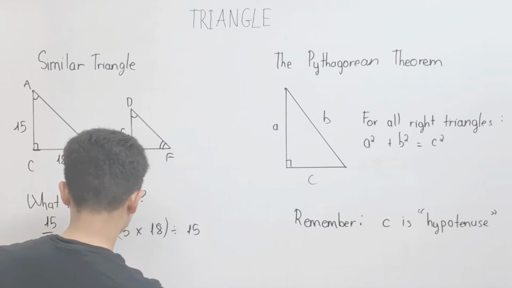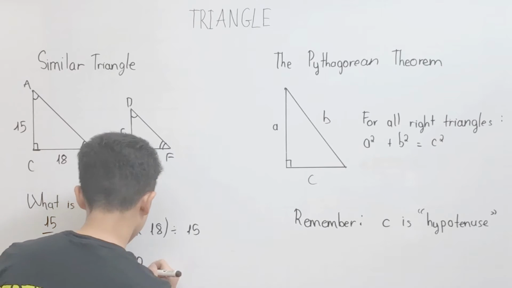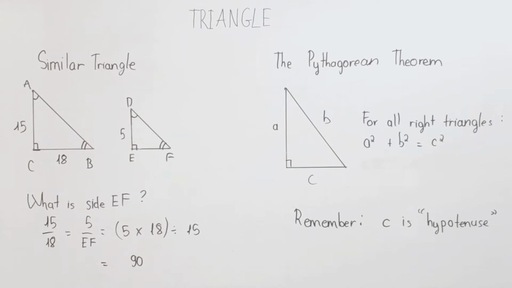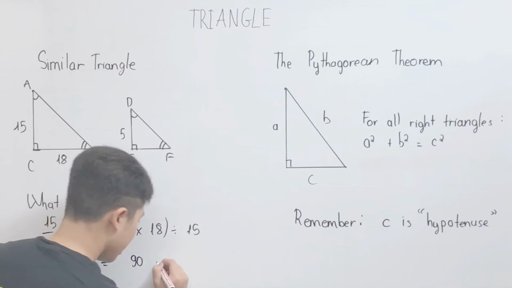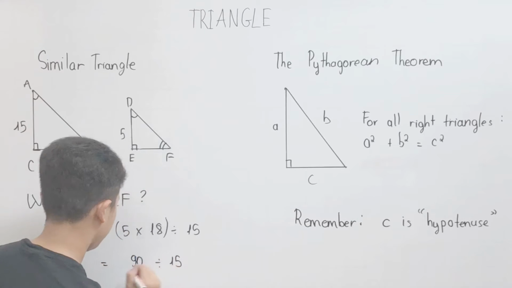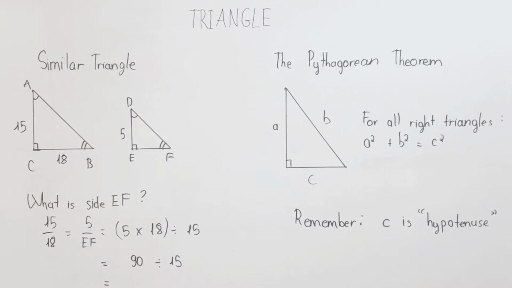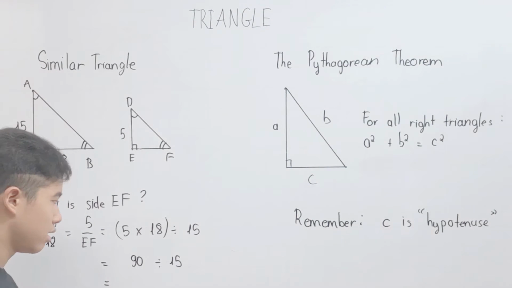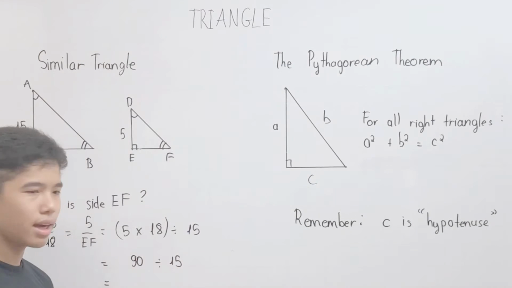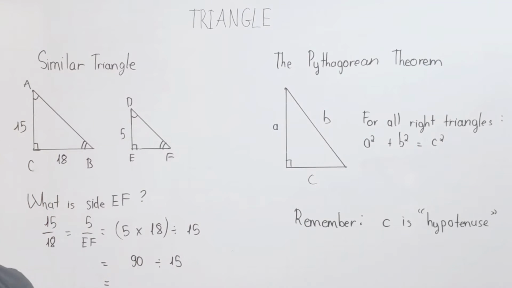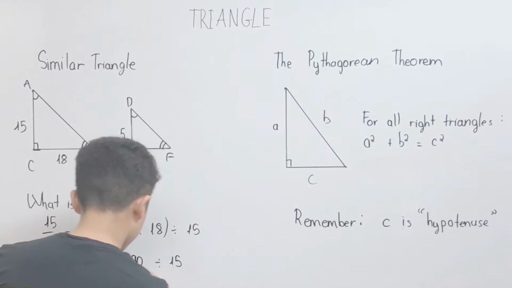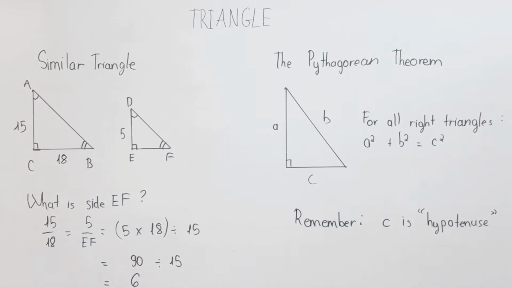So the answer is 90. 5 times 8, 40. 5 times 1, 5 plus 4 equals 90. And divide by 15. So what is 90 divided by 15? I think 15 times 6 equals 90. Let's check it. 6 times 5 equals 30. 6 times 1, 6 plus 3, 90. So the answer is 6. The length of side EF is 6.